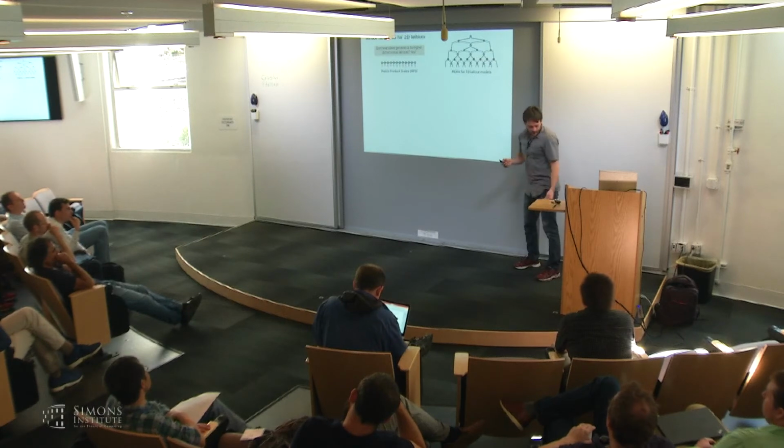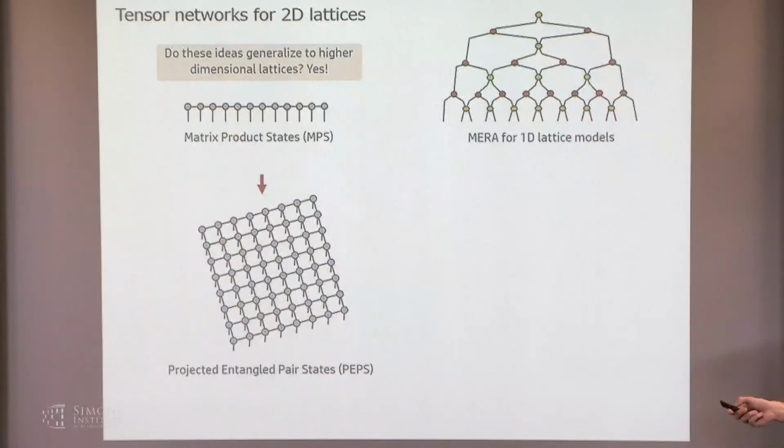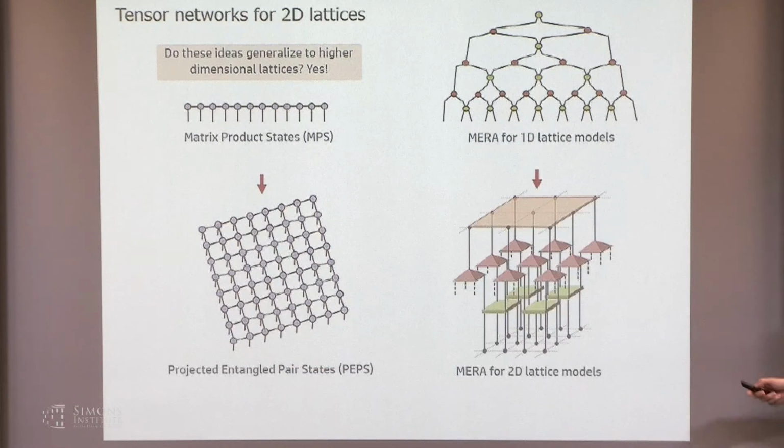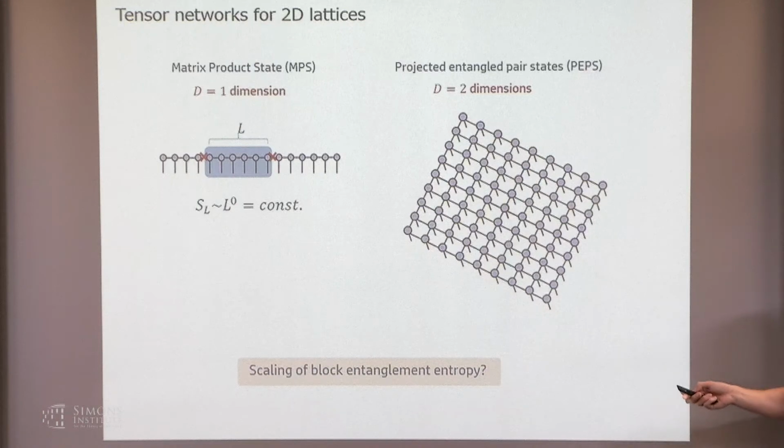Right. So very quickly, do these ideas generalize to higher dimensions? And the answer is yes. Matrix product states can be generalized to two-dimensional lattices. These are called projected entangled pair states, or PEPS. And I can build very similar structures to MERA in higher dimensional lattices as well. And you can very clearly see, or hopefully very clearly, how the entanglement scales in these more complicated structures.